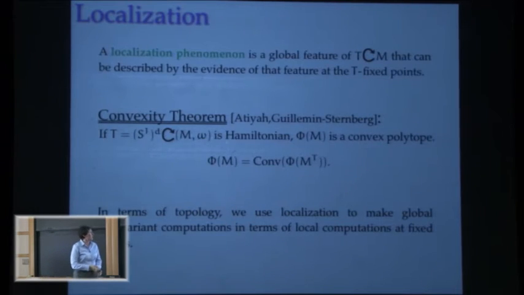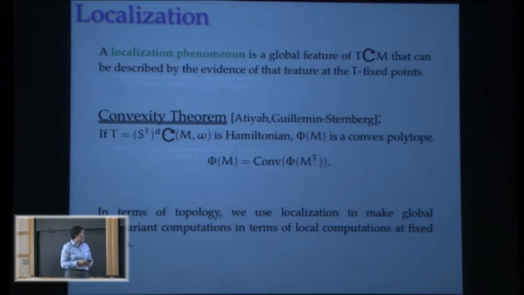Okay, and more generally, I want to think about localization phenomena. So I said after I tell you about group actions and fixed points, I'm supposed to say something about localization, which I want to think of morally as some global feature of the group action that you can describe in terms of evidence of the feature at the fixed points. And so this convexity theorem is exactly that. If I want to know something about the whole polytope, I can figure out what the whole polytope is just by looking at where the fixed points go.